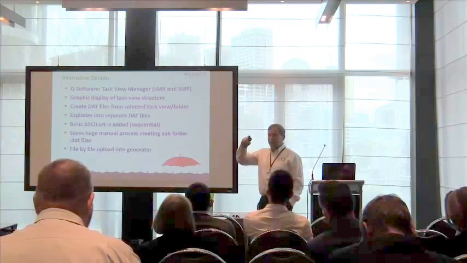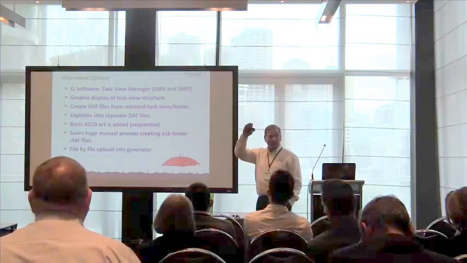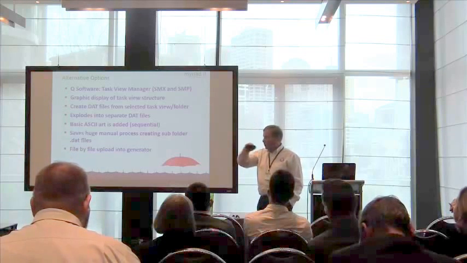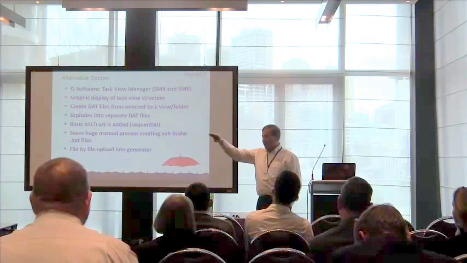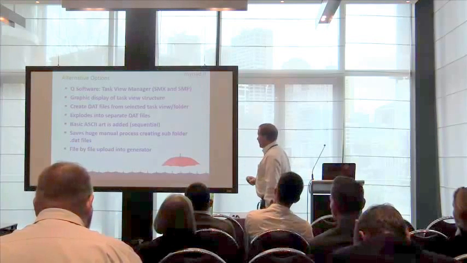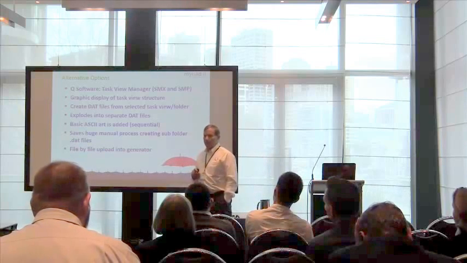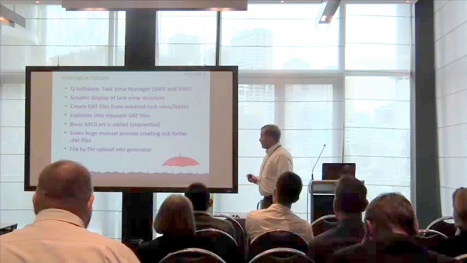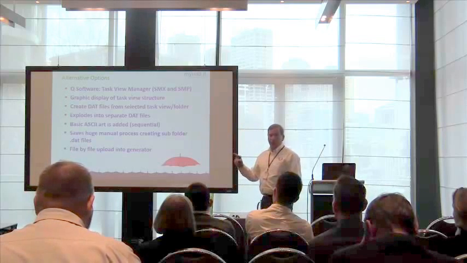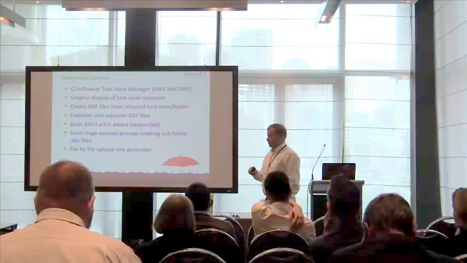Disadvantage is, simply, we do create the basic ASCII art, but it's sequential. So you'll go A to B to C to D, E to F, G to D. So there's none of that angled stuff where you've got options to go to. We won't create that. We'll create it sequentially. But it does save a huge manual process of creating all those DAT files for the individual subfolders. You still have to go through a file by file upload into the pages generated.